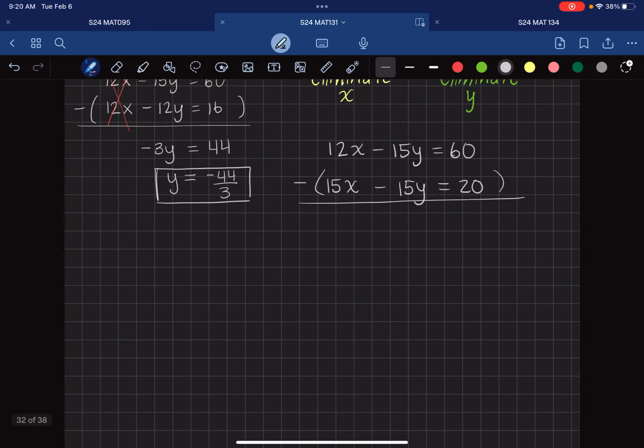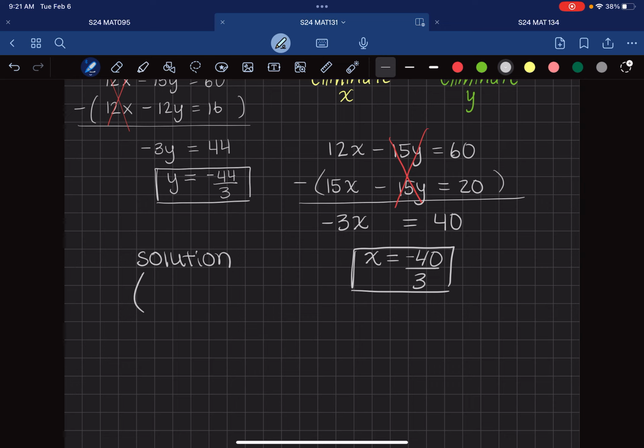So when I do 12x minus 15x, that gives me a negative 3x. When I do negative 15y minus a negative 15y, those cancel. And then I have 60 minus 20 gives me 40. So when I divide out by a negative 3, I get x is equal to negative 40 thirds. And so here I have my x and y coordinates for my solution.